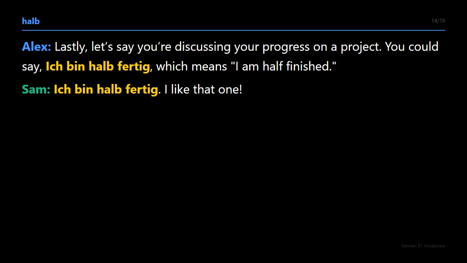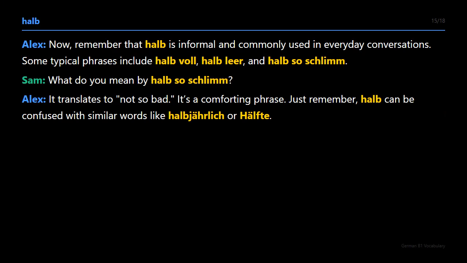I like that one. Now, remember that halb is informal and commonly used in everyday conversations. Some typical phrases include halb voll, halb leer, and halb so schlimm. What do you mean by halb so schlimm? It translates to not so bad. It's a comforting phrase.